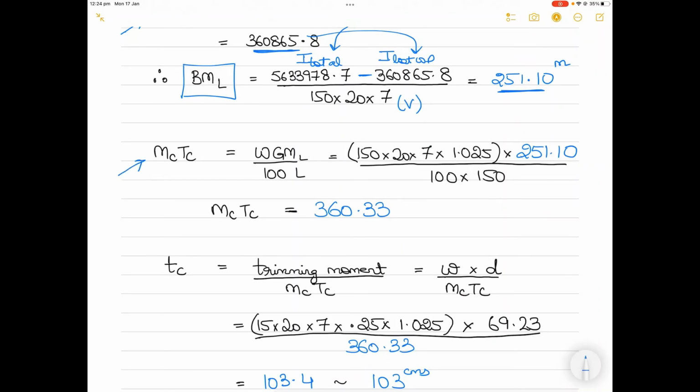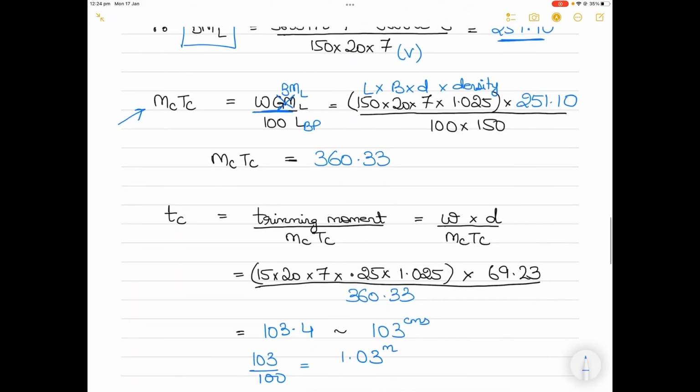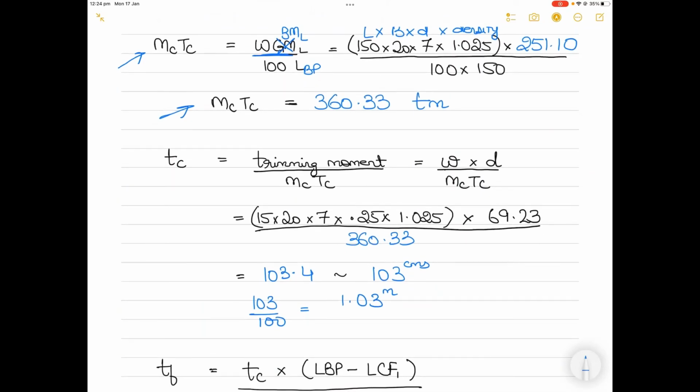Then put it in the formula of MCTC, where W is the displacement multiplied by GML, which you will replace with longitudinal BM now. If you have KG available, then of course you can find out longitudinal GM. But displacement is length by breadth of the vessel by draft of the vessel by density. This is the displacement of the vessel multiplied by longitudinal BM, divided by 100 is a constant, and L, the length between perpendiculars or the original length of the vessel, and you will get MCTC as 3600.33 ton meter.